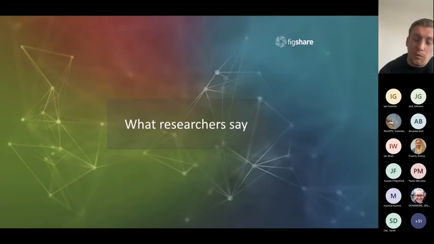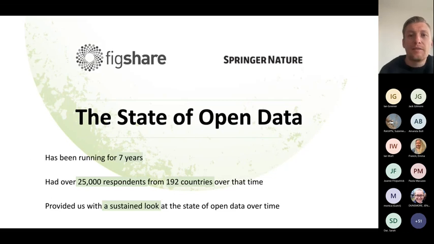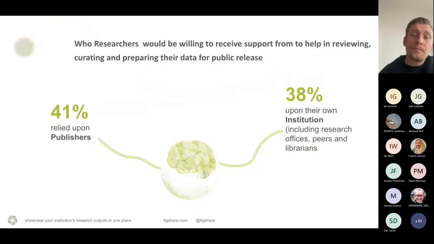So thinking about what researchers are saying, every year for the last 7 years, Figshare has run in collaboration with Springer Nature something called the State of Open Data, which is asking researchers why they would or wouldn't make their data available. And we can track this over time and look at trends and see what's happening. So this year, we've just released the report. If you Google State of Open Data, you'll find it.